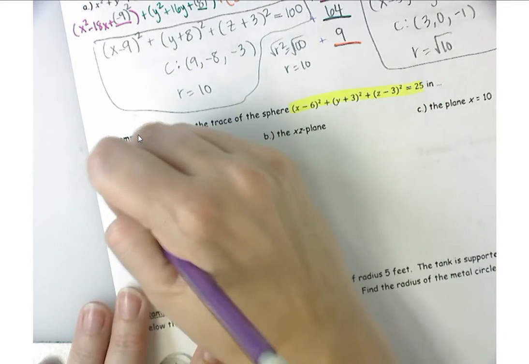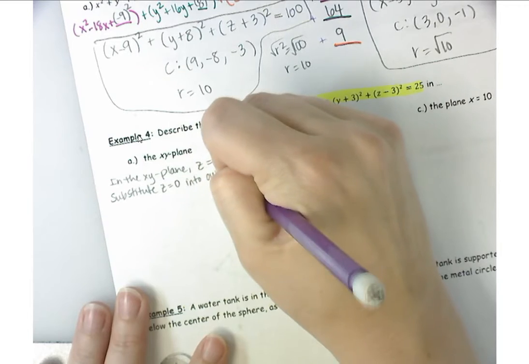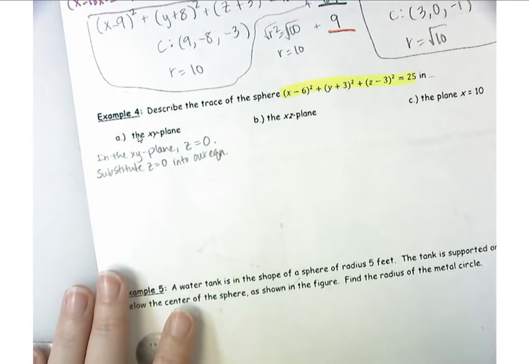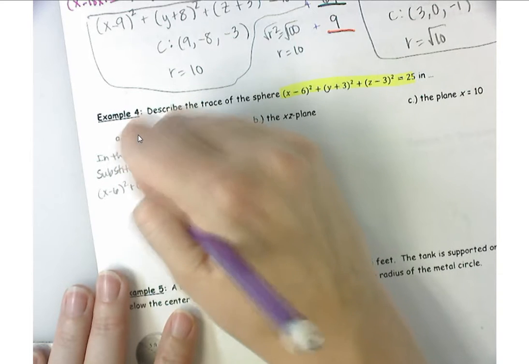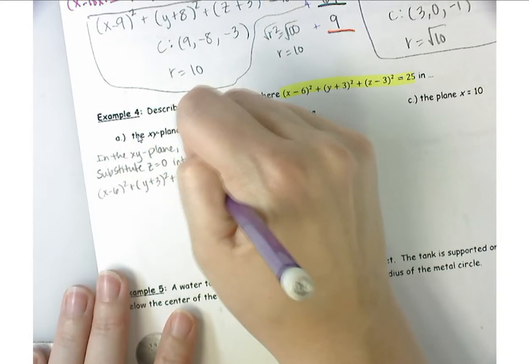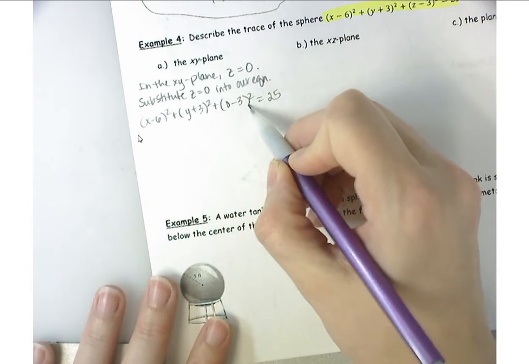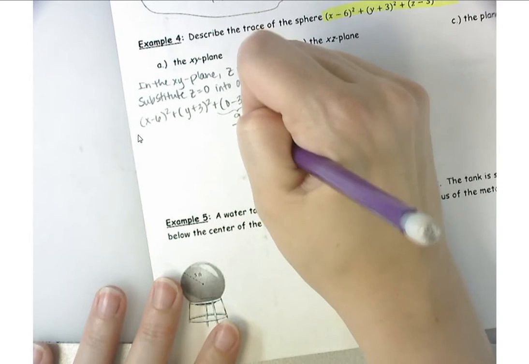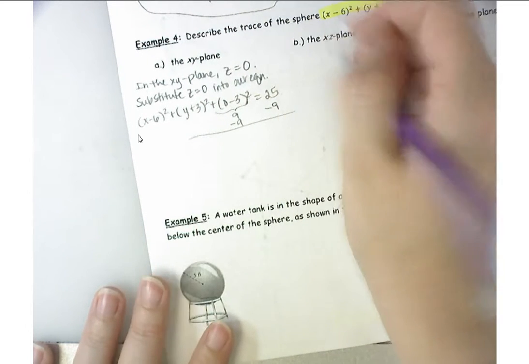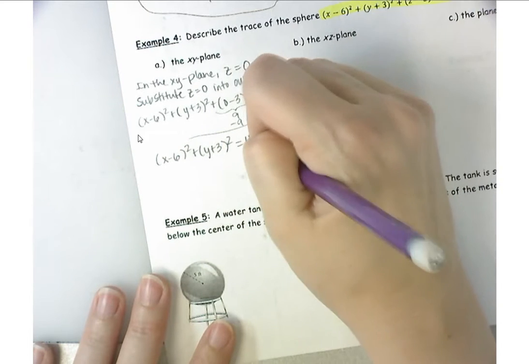So what we're going to do is substitute z equals 0 into our equation. Okay, so our given equation here. So if I do that, I'm going to have (x minus 6) squared plus (y plus 3) squared plus (0 minus 3) squared, and that's going to equal 25. And then I'm going to go ahead and simplify. So 0 minus 3 is negative 3. What's negative 3 squared? 9. So this is going to be 9 plus 9. So what I want to do is subtract 9 from both sides. Okay, and that will give me (x minus 6) squared plus (y plus 3) squared equals 16.